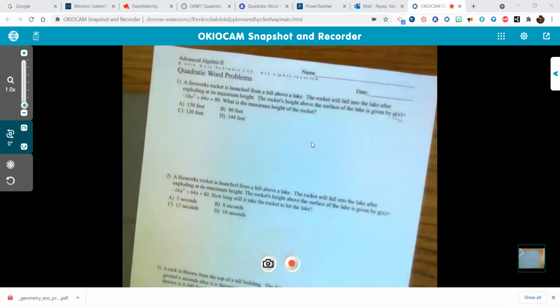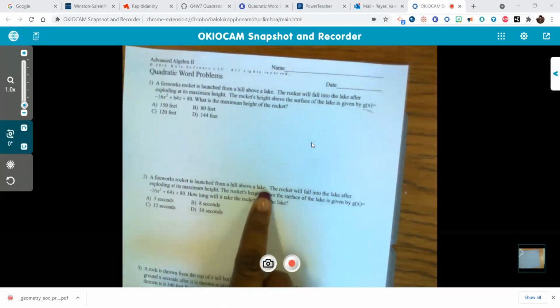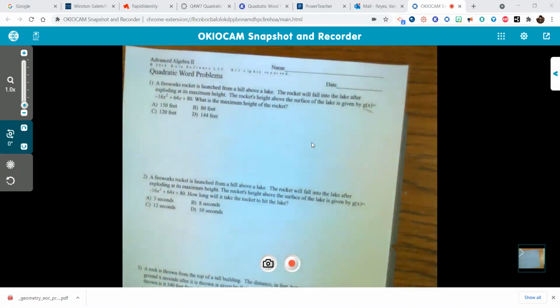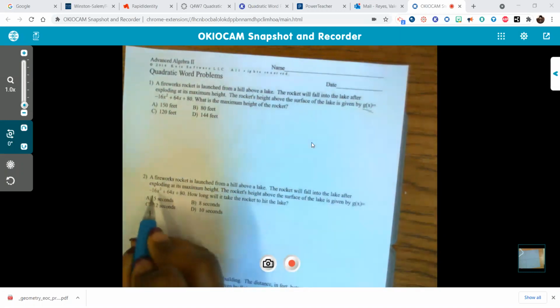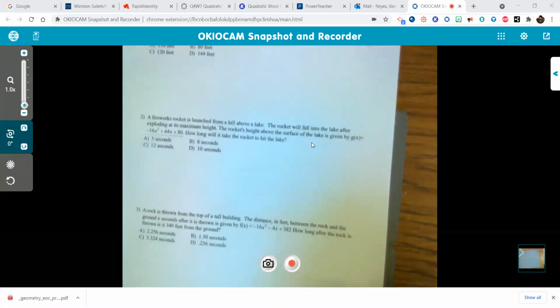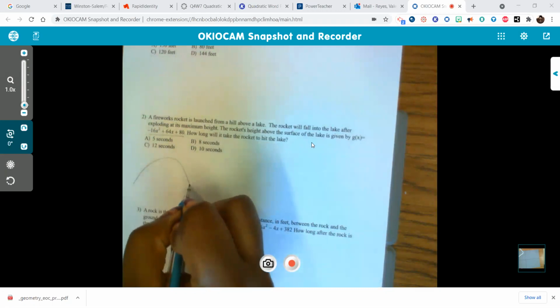Okay, number 2 says a fireworks rocket is launched from a hill above a lake. A rocket will fall into the lake after exploding at a maximum height. The rocket's height above the surface of the lake is given by the same equation as before. How long will it take the rocket to hit the ground? So let's look at what that looks like. This is the rocket.